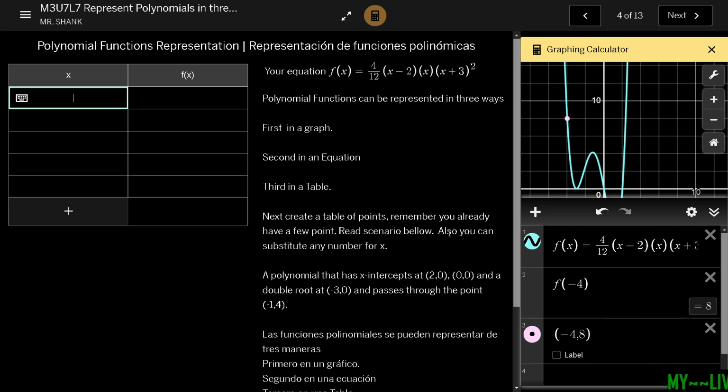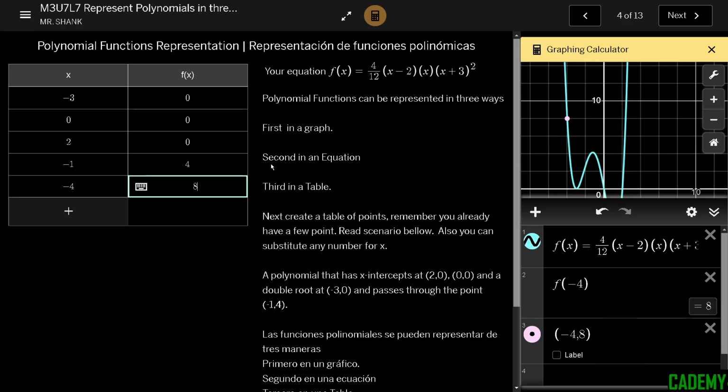I have negative 3, comma 0 as one of my x-intercepts, I have 0, 0, and I have 2, 0. It told me I went through the point -1, 4. And again, you can play around with different points, but you can choose whatever x value you want, and what comes out is the y value. So for example, I tried -4, and what came out was 8.